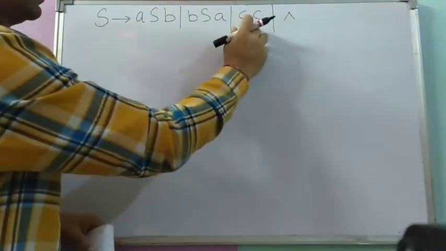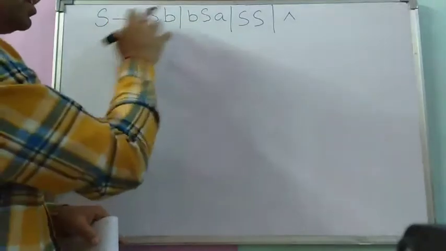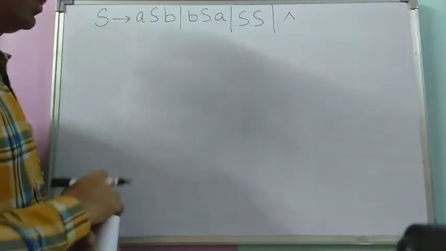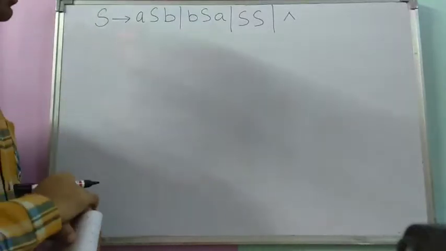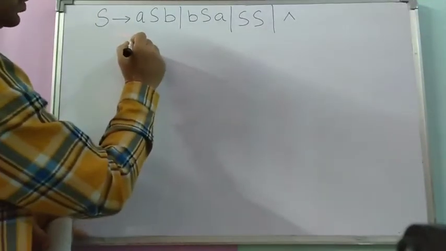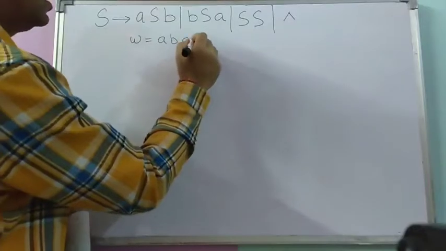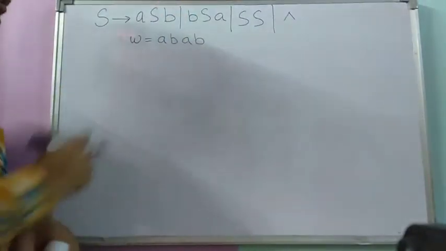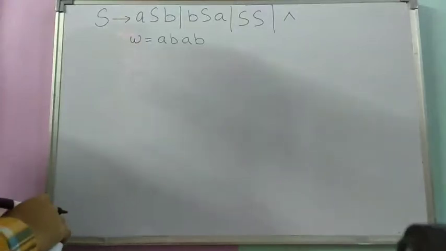Okay. And through S S, again we will be converting single S to S S, and through each S we can generate any string which is of even length. Okay. So let us take a very simple word of even length in this particular language. W is equal to A B A B. So we are taking this word and we are trying to derive it from this particular grammar.